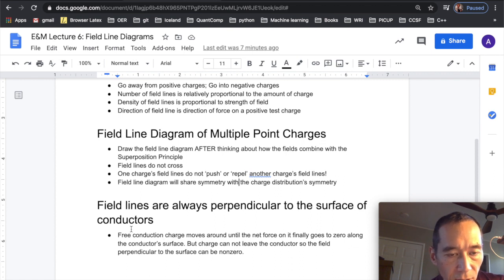So the last comment in this lecture is going to be about field line diagrams that are drawn when there are conductor materials present. And there is something that you need to learn how to include in your field line diagram when you talk about conductors. What you have to include is the fact that the field is always perpendicular. So the field line diagram is always going onto or away from the surface of conductors in a perpendicular way. So field lines are always perpendicular to the surface of conductors.